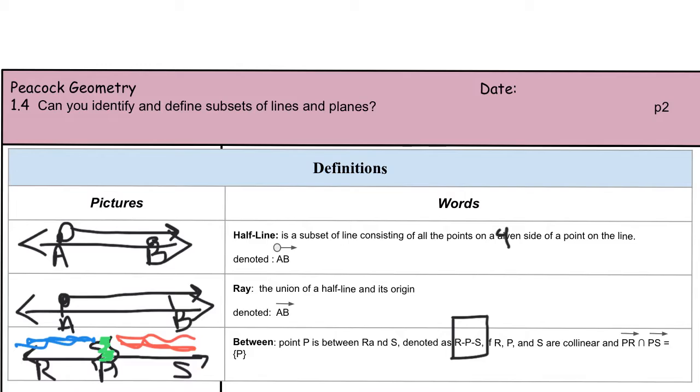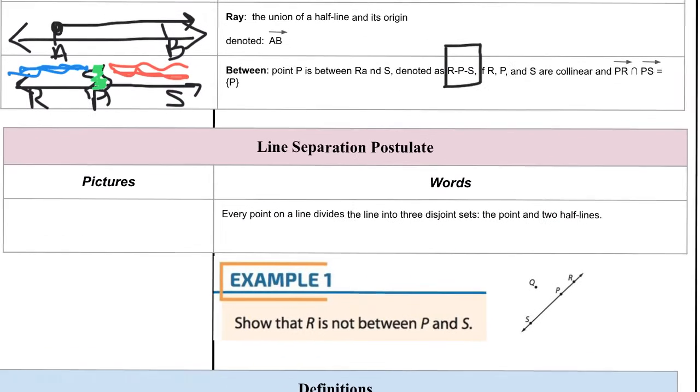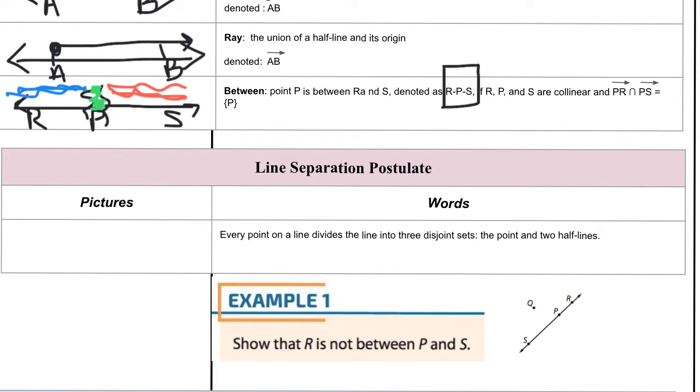So let's look at a little bit more. Let's look at a postulate. Remember, once again, postulates are things we take as truth, but they're not proven. Postulate: every point on a line divides the line into three disjoint sets: the point and the two halves. Okay, so let's look at example 1 with this one.